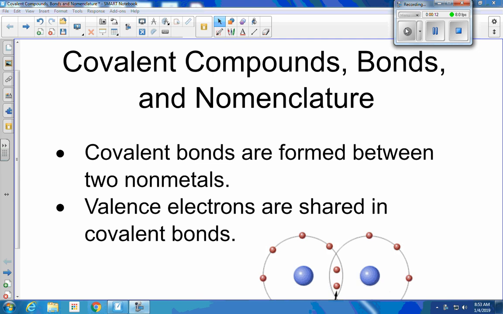Covalent compounds, bonds, and nomenclature. Covalent bonds are formed between two nonmetals. That's a key thing. So we're dealing with the right-hand side of your periodic table. Boron, carbon, nitrogen, oxygen, fluorine, chlorine, sulfur, phosphorus, selenium, bromine, iodine. It also includes hydrogen because hydrogen is a gas. We're dealing with nonmetals.